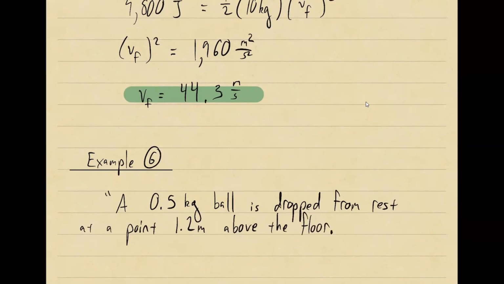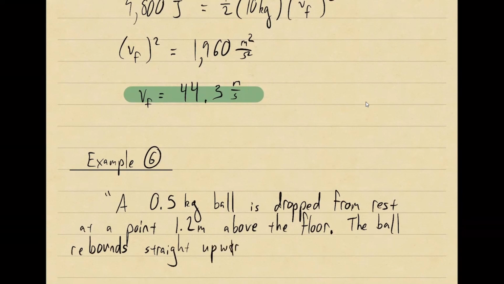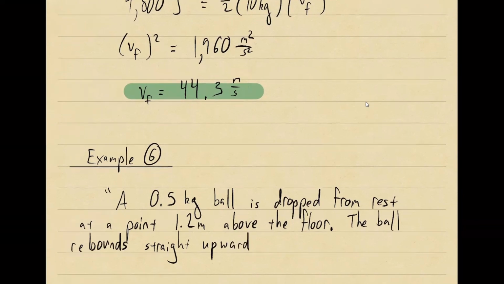It goes on to say that the ball rebounds straight upwards. The ball rebounds, it bounces up, so it rebounds straight upward to a height of 7 meters. I do not know how that's physically possible, but whatever.